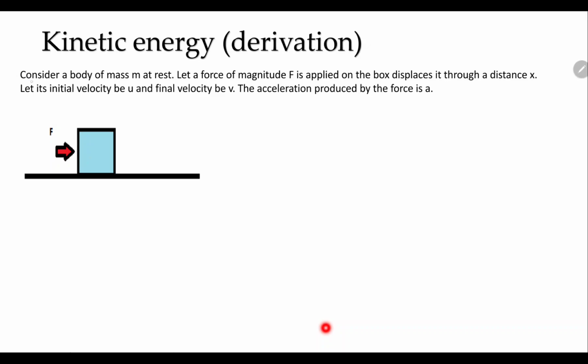So consider a body or an object of mass m which is already at rest. Rest means its initial velocity is 0. Let the force of magnitude f applied on the box displace it through a distance x. This is the displacement. Let its initial velocity be u, its final velocity be v, and the acceleration be a. You just have to mention the terms that you are going to use here.